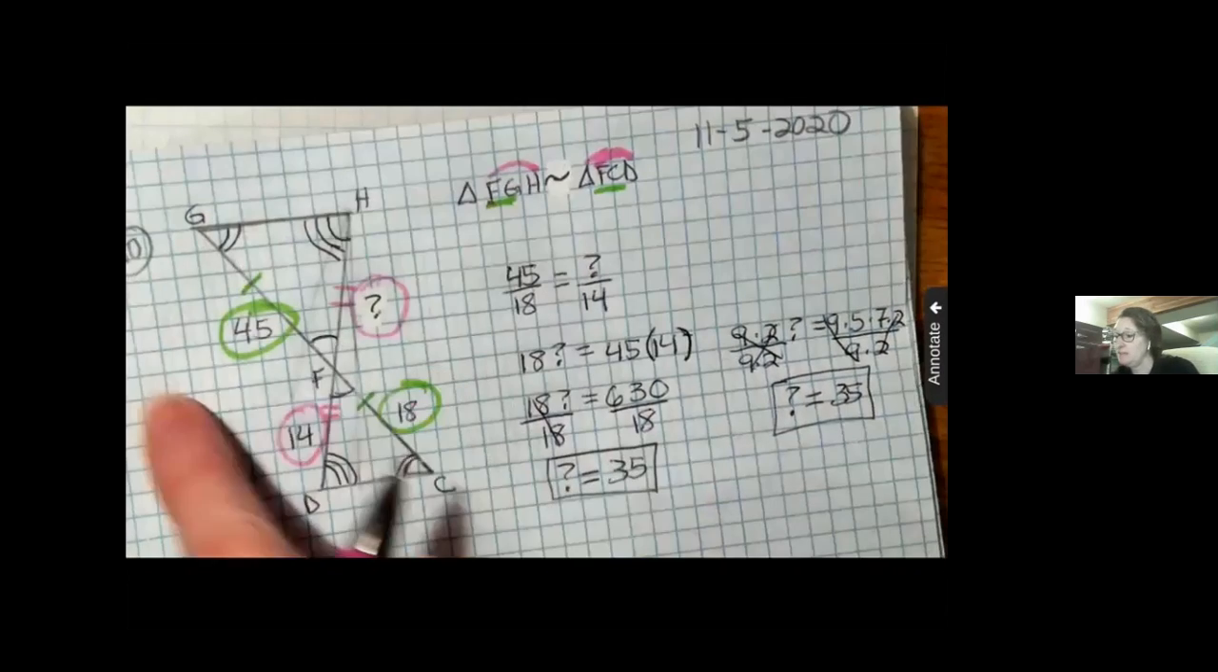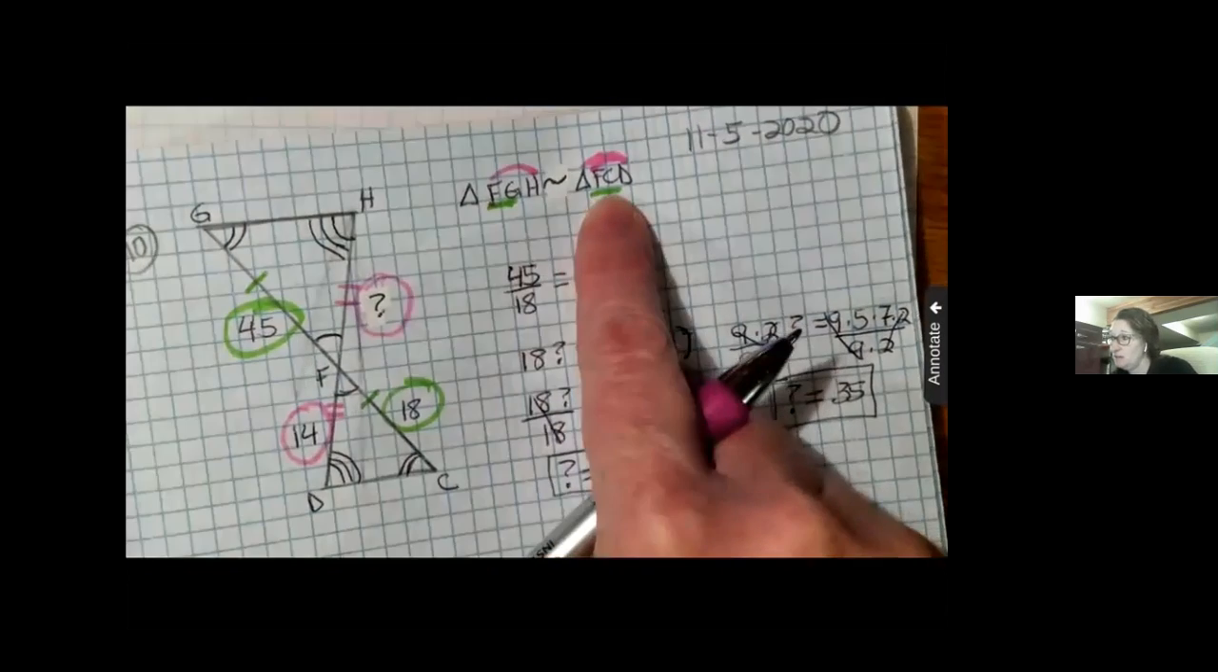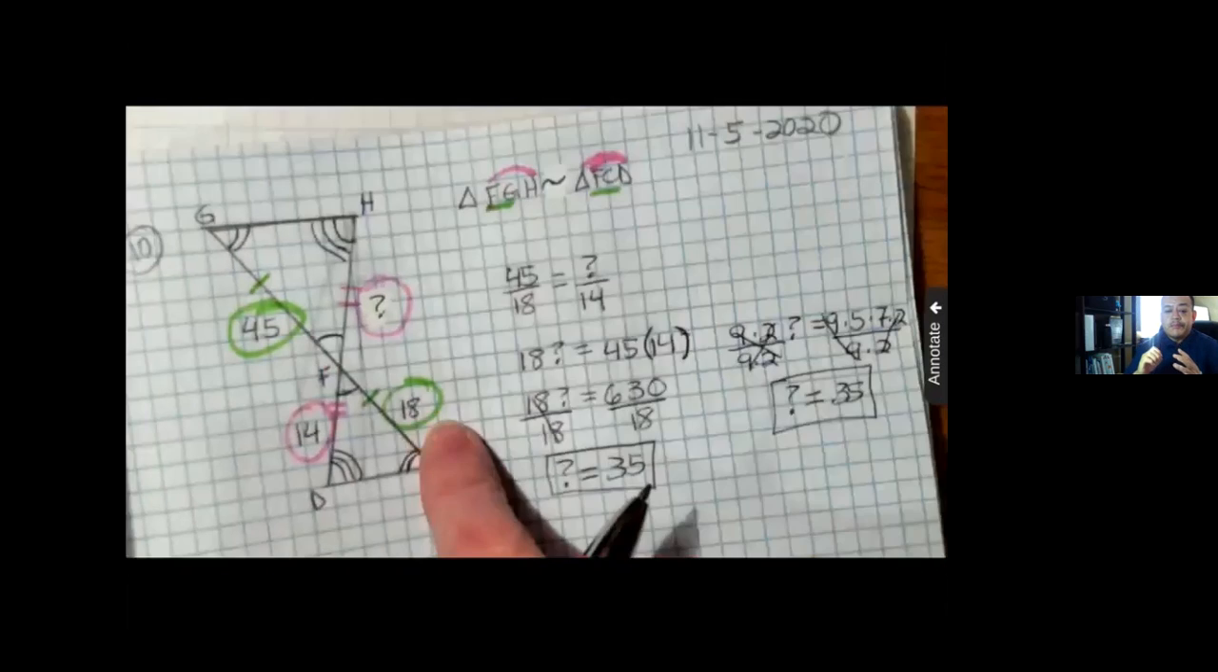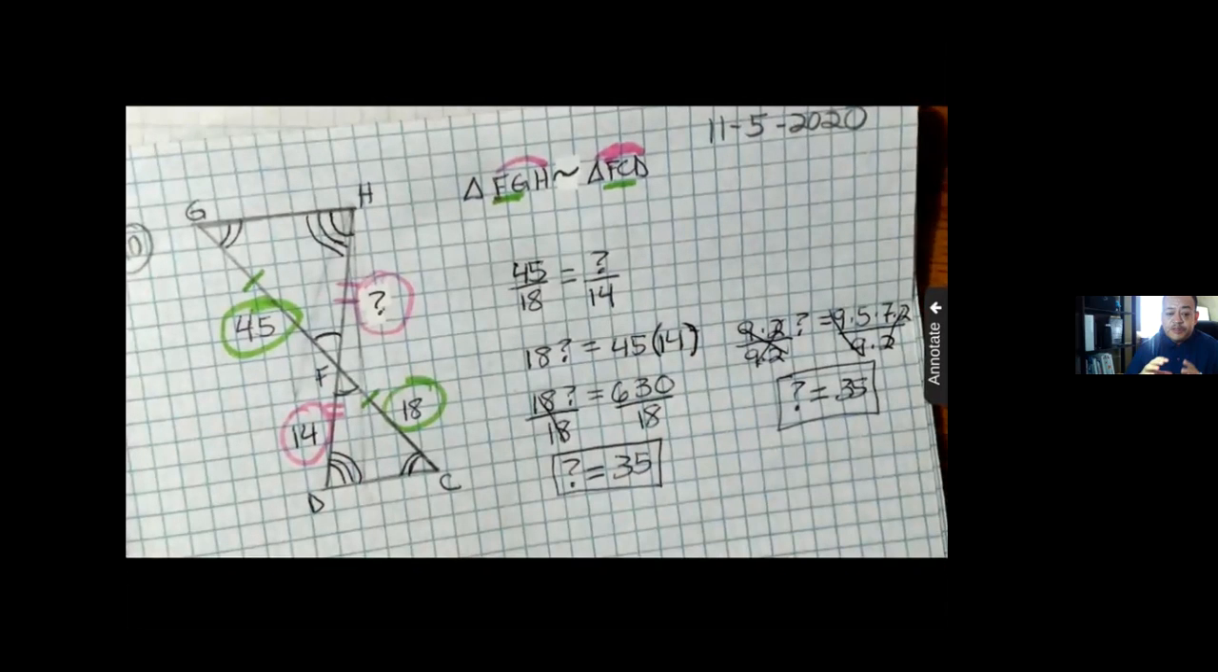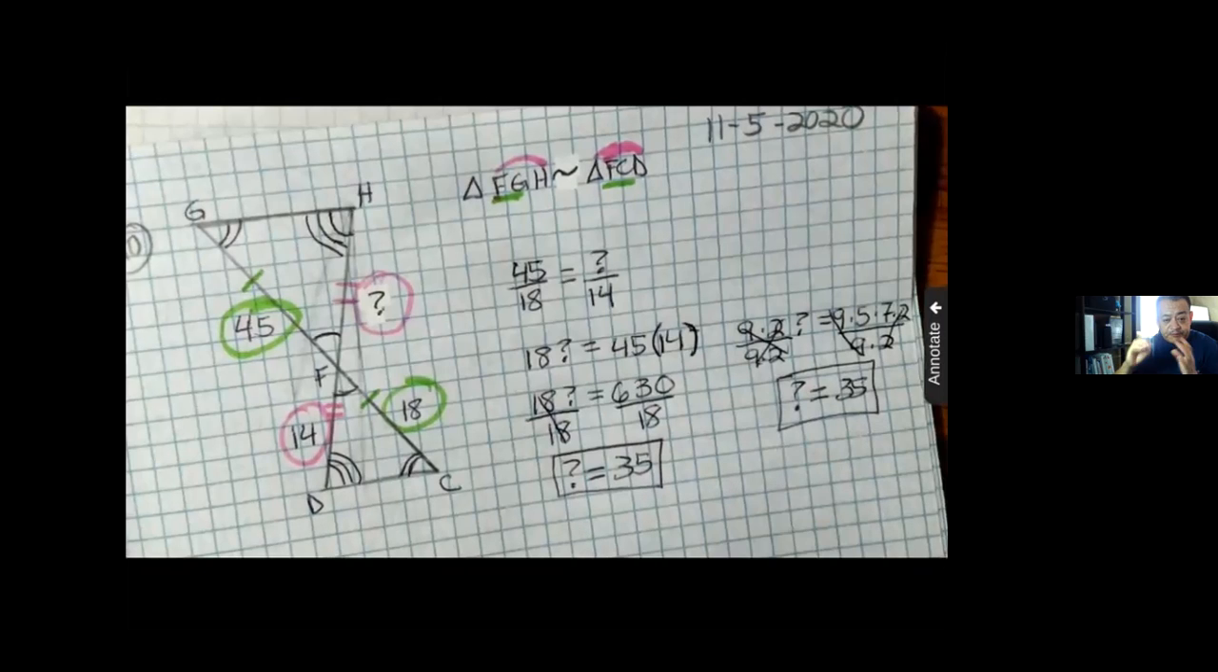The hardest part is setting it up, and this is your key: which side goes to which side? Once you figure that out, the rest is just math. In this problem, the orientation of the triangles is different. Before, they were oriented the same way, but now they're different. So you have to depend on the order of the letters, FGH and FCD. The order they wrote those letters tells you what corresponds to what.